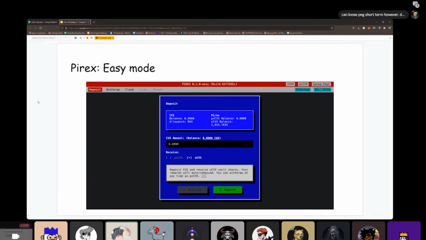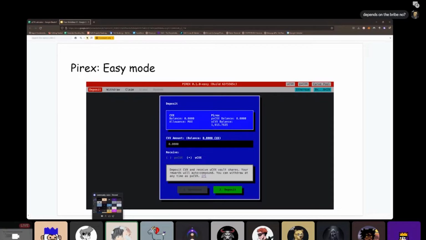The next phase that we're going to release, called standard mode or normal mode or whatever, is going to enable you to mint pxCVX from your CVX instead of using uCVX, which is where we're pushing users right now.